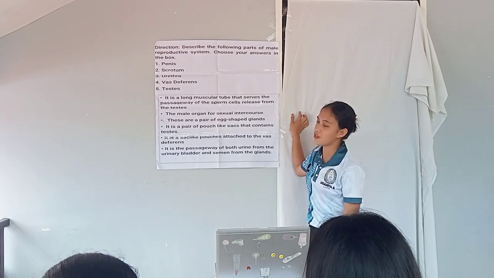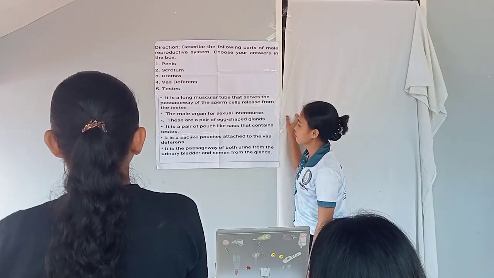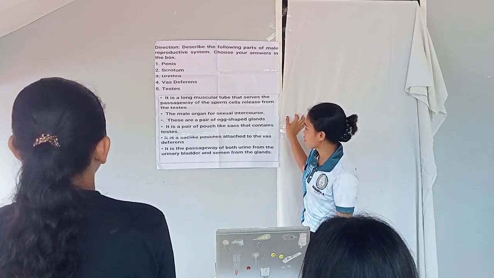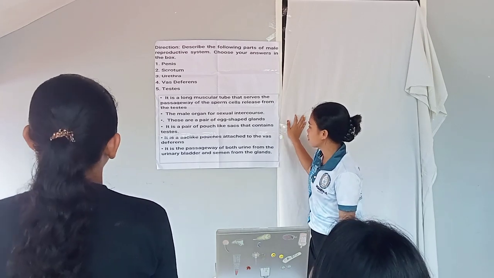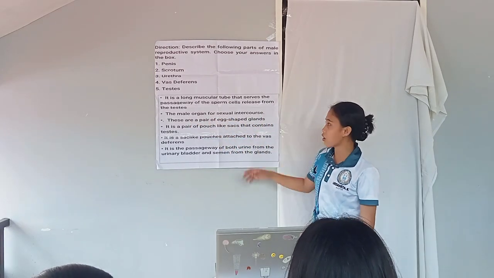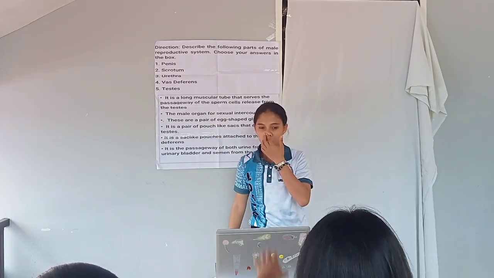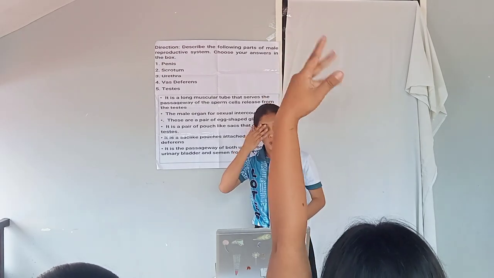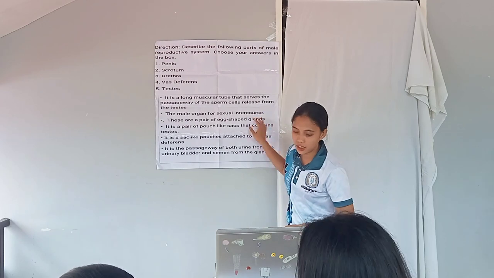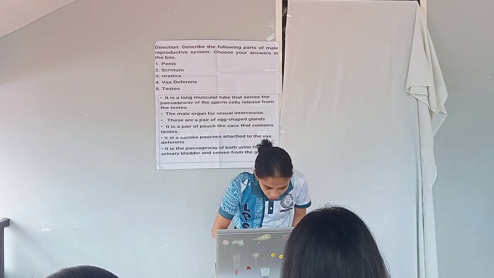And last, please, number five. Testes. These are a pair of egg-shaped glands. Okay, very good. It is a pair of egg-shaped glands. Okay, who got five? Super score. All of you got the correct answer. Okay?